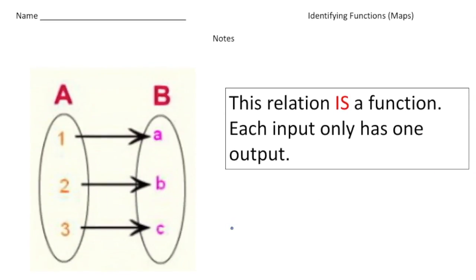All right, this relation is also a function, because each input only has one output. So this time, the 1 goes to the A, the 2 goes to the B, and the 3 goes to the C. So this is also an example of a function.